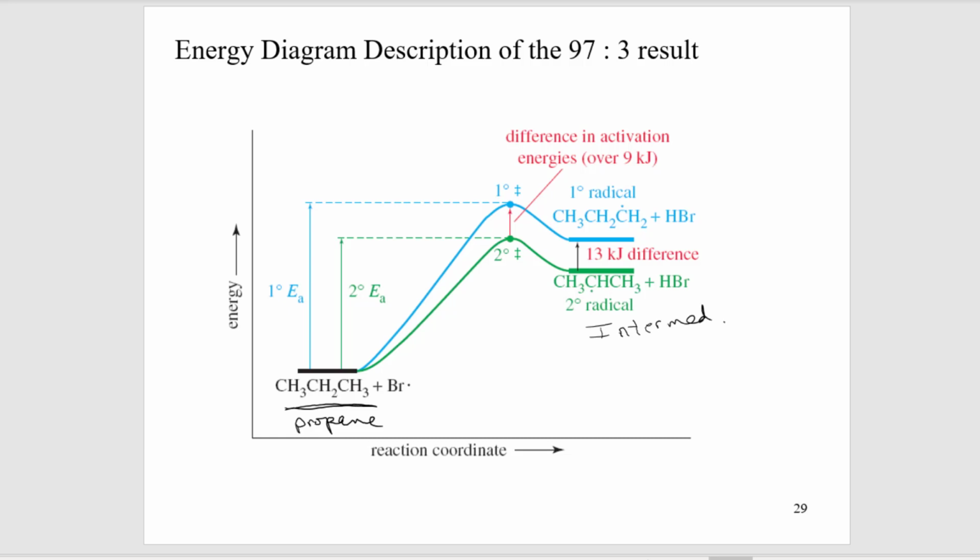Okay, it's not showing you the products, which are over here somewhere. They're only showing you the first half, which happens to be the rate determining step. This is from starting material to the intermediates, and that is the rate determining step for this reaction. What you'll notice is that formation of the secondary radical is lower in energy and takes less energy to get to versus the primary radical.